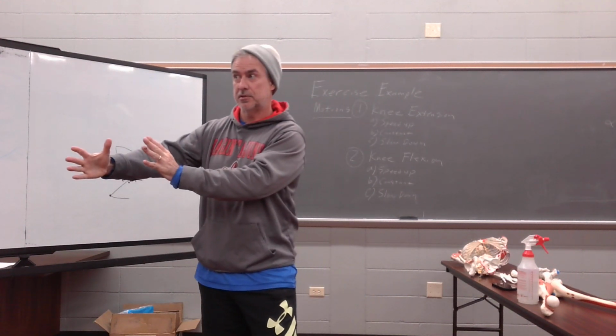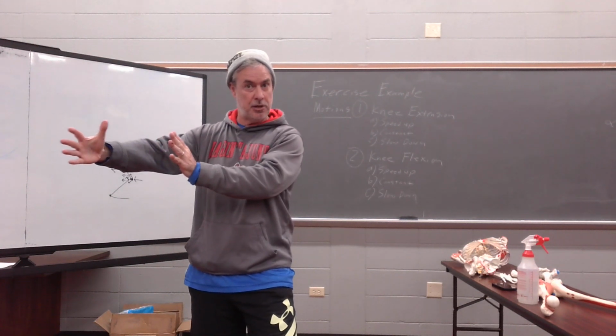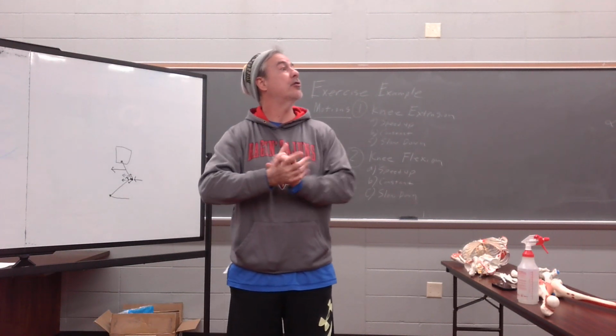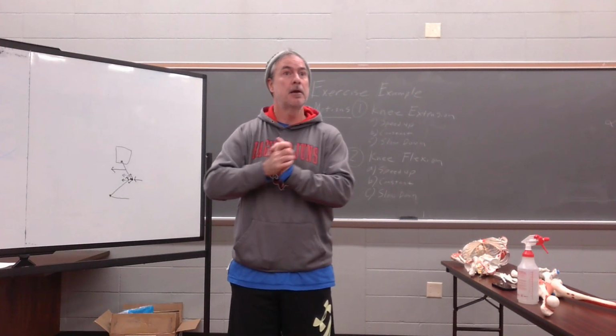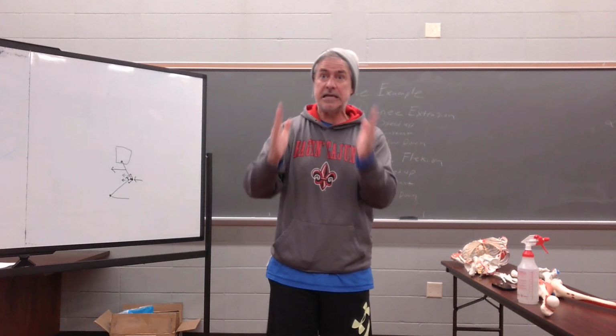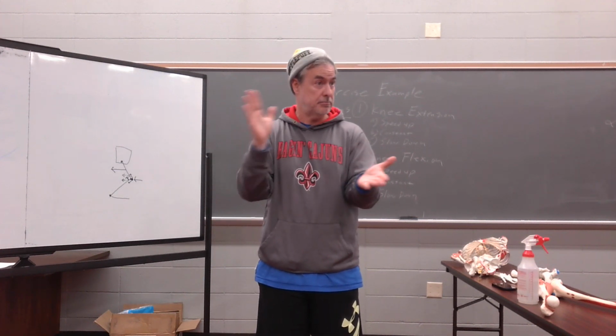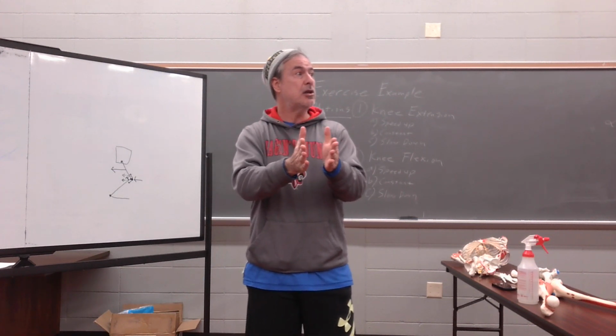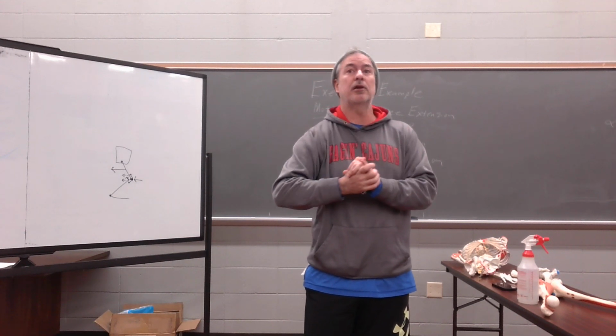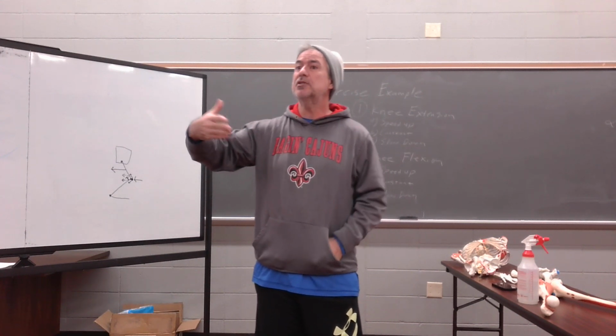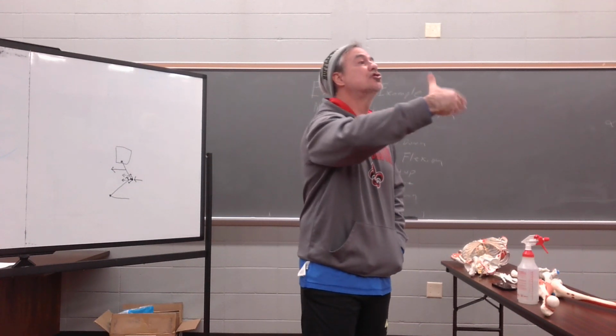So in the concentric phase, speeding up, your muscle is going to be greater. Your muscle has to be greater than the weight. Constant speed, tie. Anytime you hear constant, tie. And then slowing down in the concentrics, your muscle agonist will choose to be less.